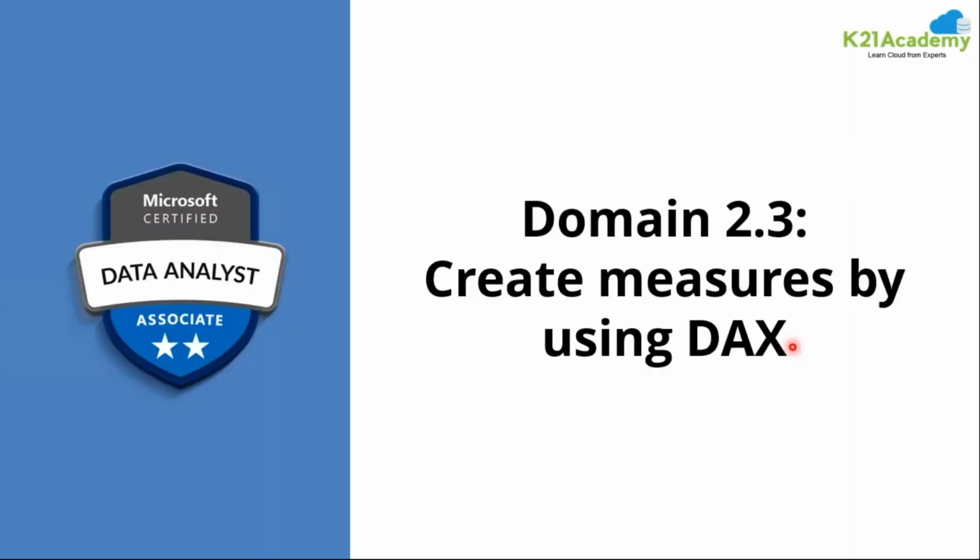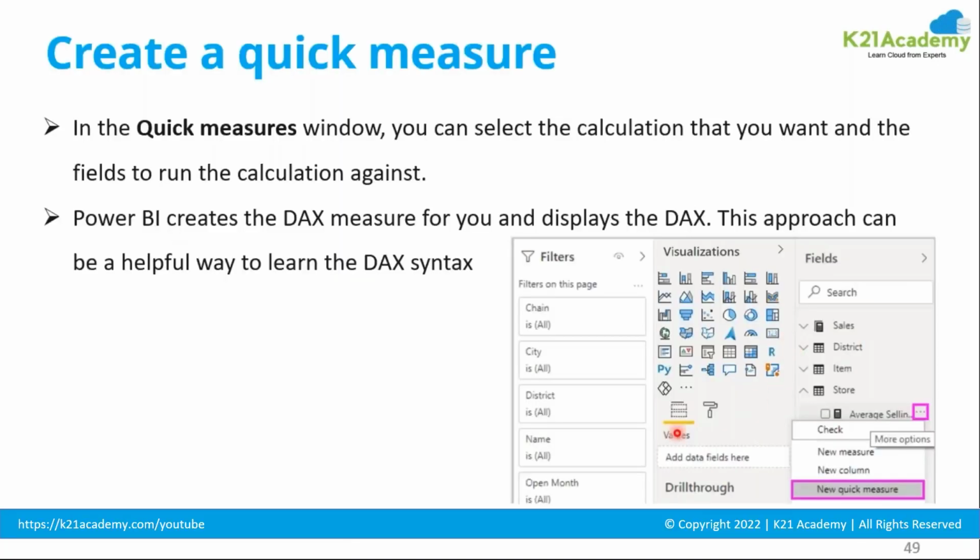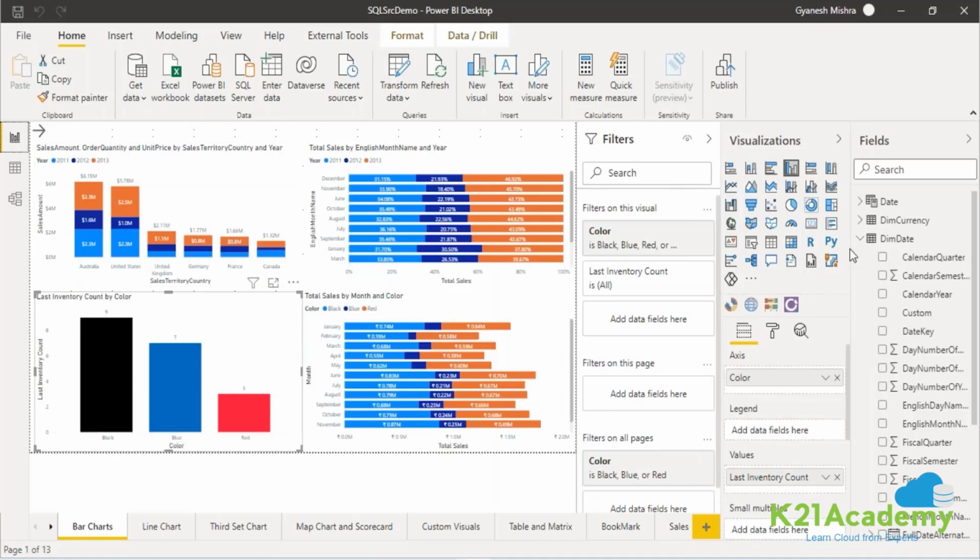For domain 2.3, suppose you want to create measures by using DAX, that's where we can have different options. This is one of the options where you will find a quick measure window where you can select the calculation that you want and the fields to run under the calculation against it.